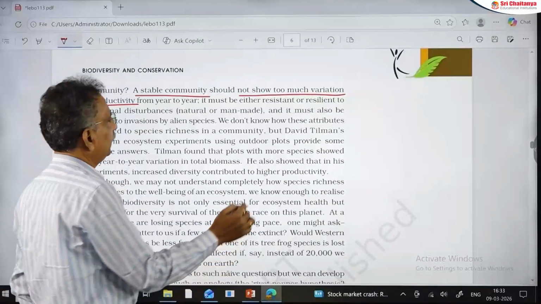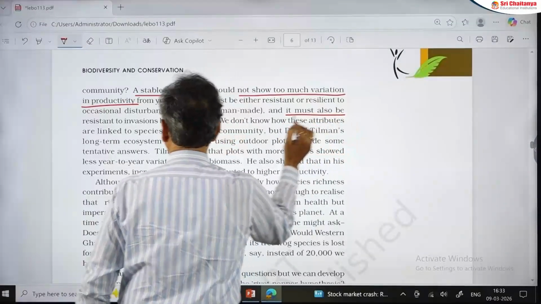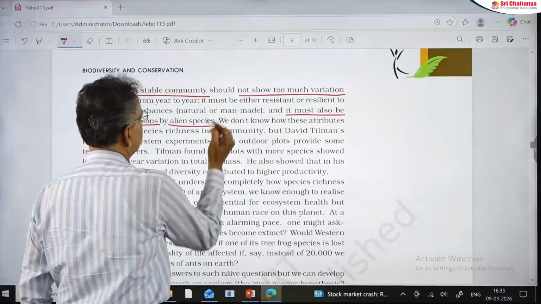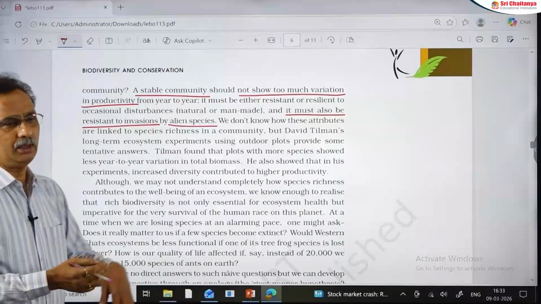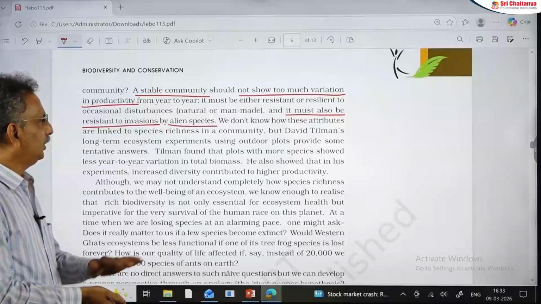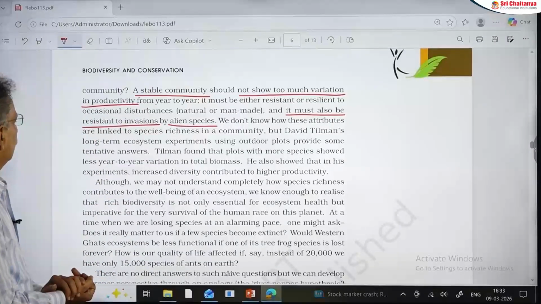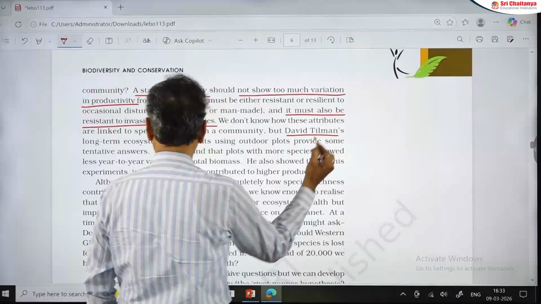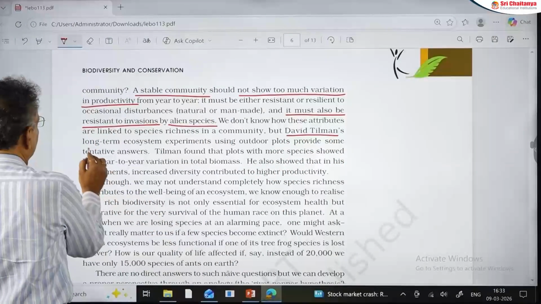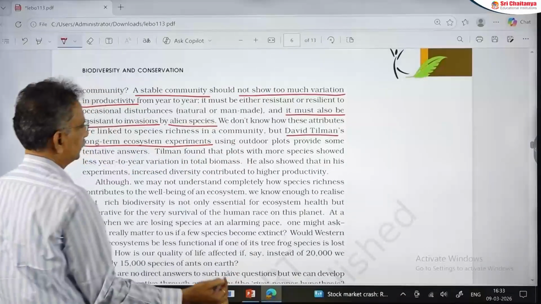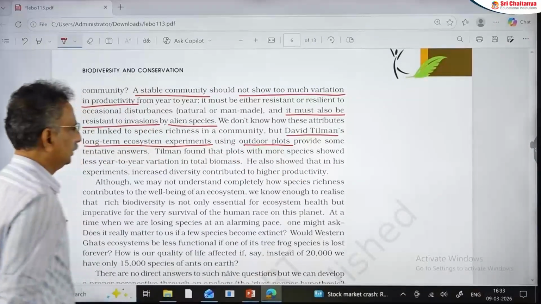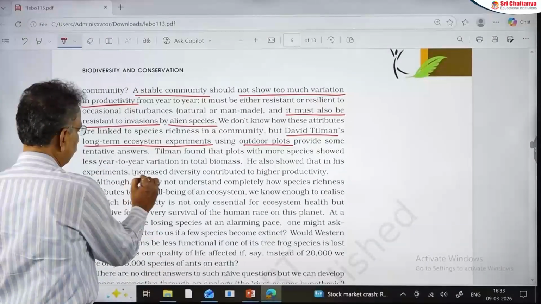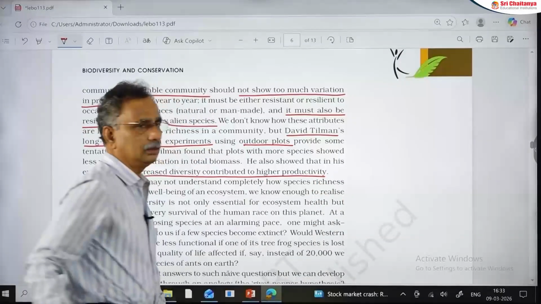Okay? And it must also be resistant to invasions. By whom? Alien species. If alien species are coming in and productivity is drastically changing, that is not a stable community, right? So, how to prove this? That was shown by David Tilman. David Tilman did long-term experiments in open, outdoor plots. He showed in these experiments that increased diversity contributed to higher productivity.